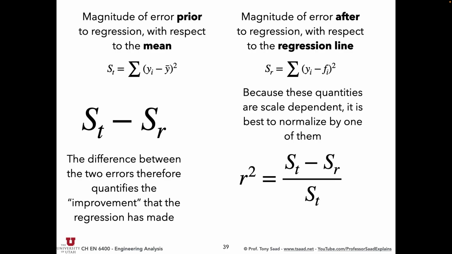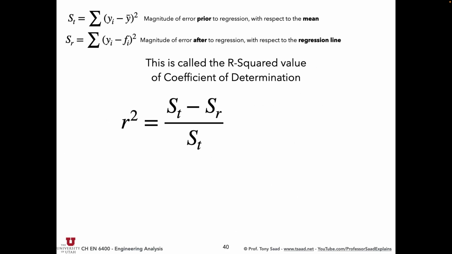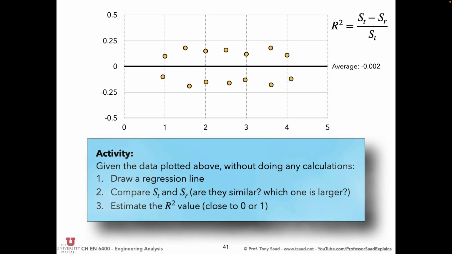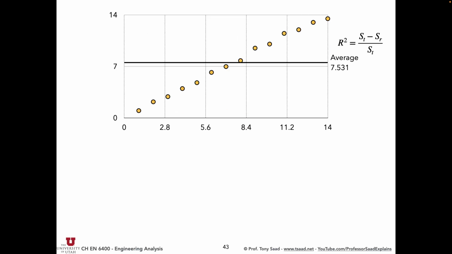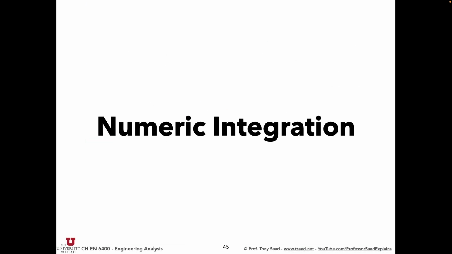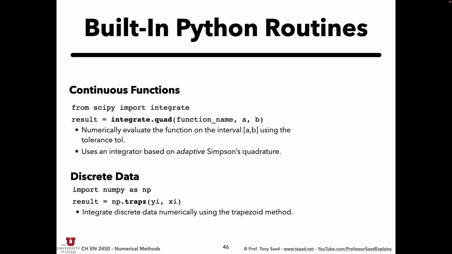And this gives you the R squared value. I have 10 minutes. I want to cover just two more routines, two more tools in Python, and hopefully do just one example. Okay, and this is numerical integration. This is going to be important for your project, because you need to use both of these.